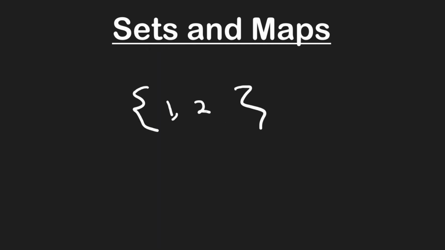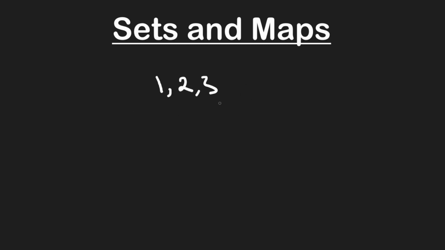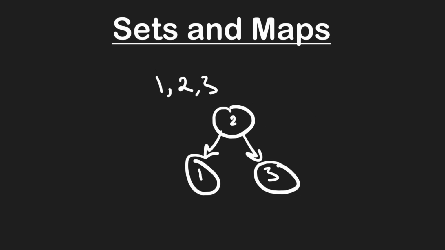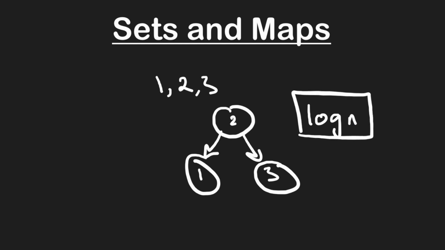Like 1, 2, 3. It's pretty similar just to having an array, but usually the word set implies that there's some other underlying data structure being used, not an array. One implementation could be a binary search tree. So if we have the values 1, 2, 3, but they're in a binary search tree, it could look something like this. And the advantage of having a set implemented with a binary search tree rather than an array is that we can search for values, insert and remove values in log n time.